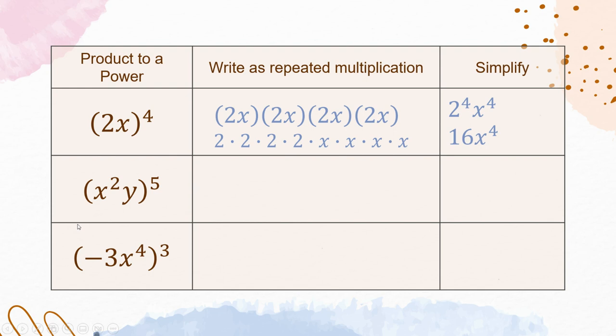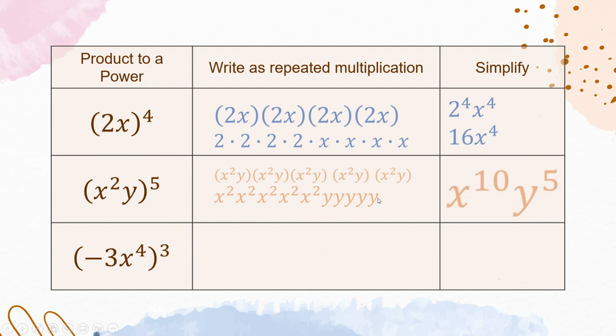Okay, so I have x squared y all raised to the fifth power. Again, I'm going to write my base out 5 separate times. Then I'm going to break it down even more, right? Because I still have x in there that's squared. I can break those x's down, break those y's down. I'm multiplying like bases here, right? So I would end up with x to the 10th, y to the 5th.